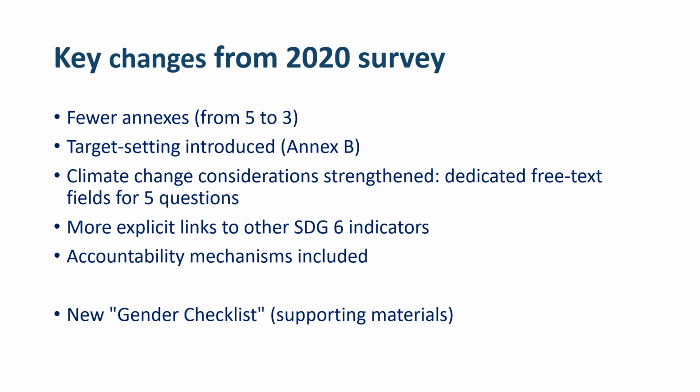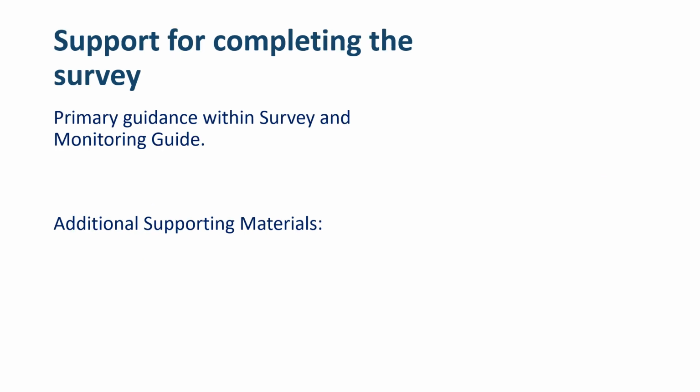Accountability mechanisms have been included in some of the question thresholds. These cover aspects such as integrity, transparency, accountability, participation, and anti-corruption. Gender aspects have been strengthened. A gender checklist has been added as one of the supporting materials. The main guidance for completing the survey can be found within the survey itself and the monitoring guide.